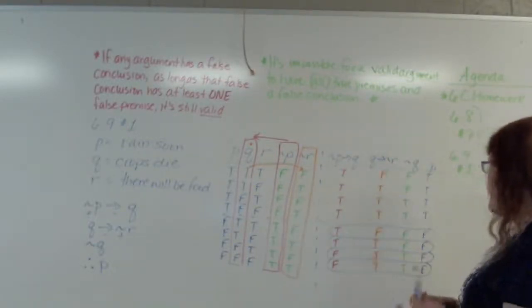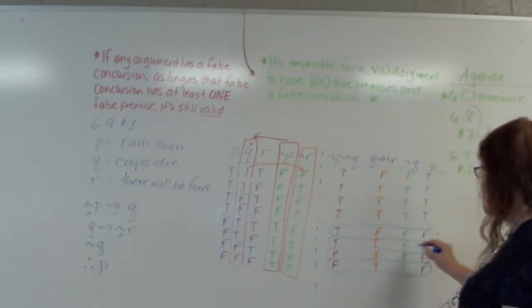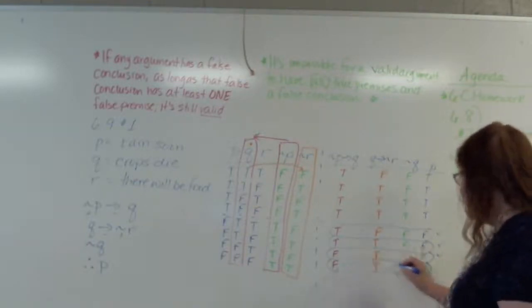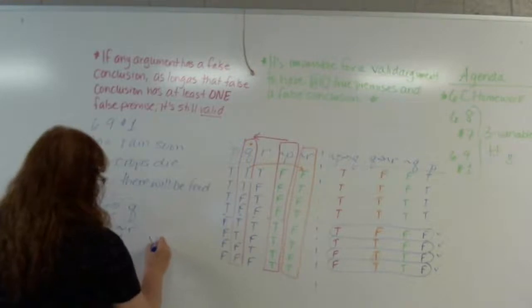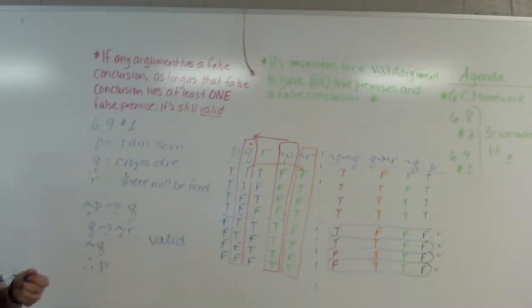All true premises. So my false conclusion here has at least 1 false premise. That one too, that one too, and that one. Okay, so this is a valid argument, and we're happy. Well, you know, as happy as we can be with truth tables. So I hope that helps. I hope that helps you get your homework off to a good start.